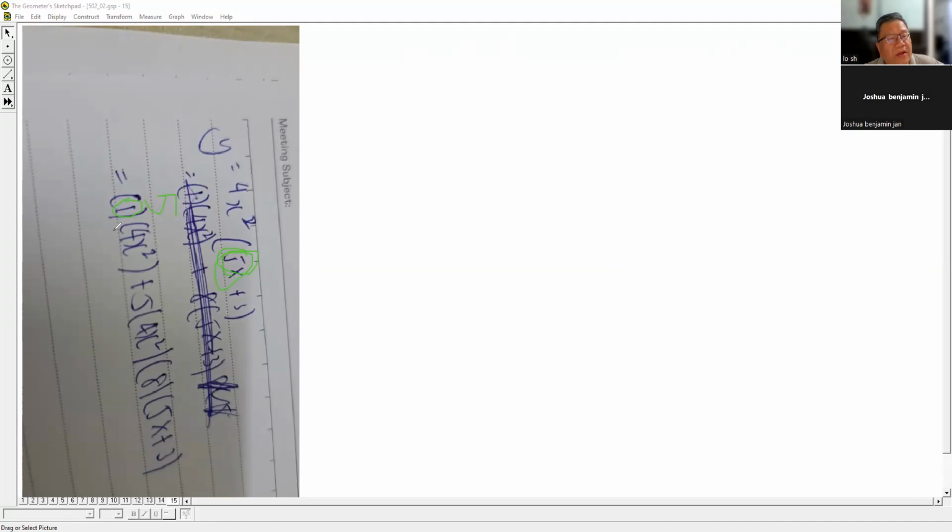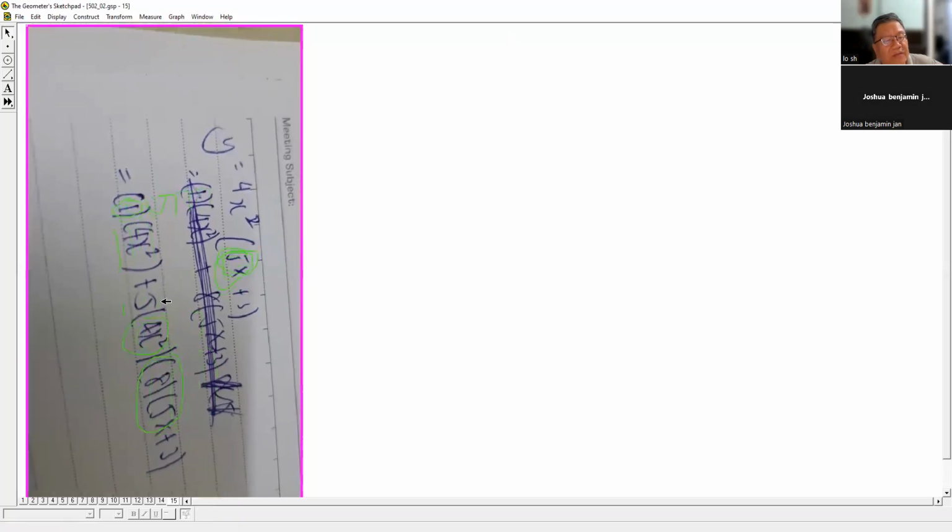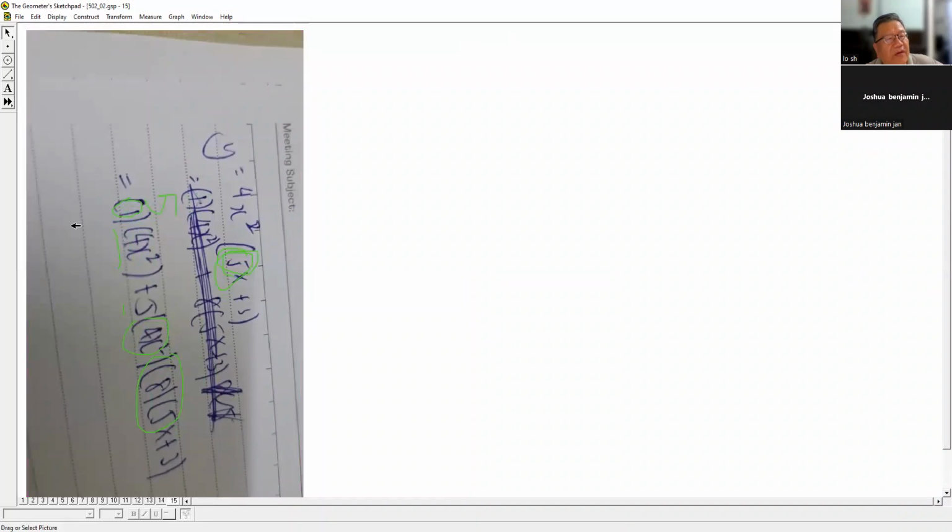Then you keep this, then this is correct. Now you differentiate this one, you get 5 again. Then you keep this. Then you differentiate the 4x squared again. So there shouldn't be any 5 here, because when you differentiate 4x squared, you get 8x. It's not 8, you get 8x. So this one shouldn't be there also.